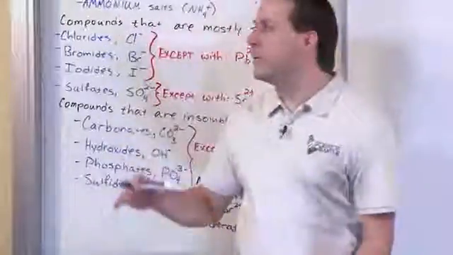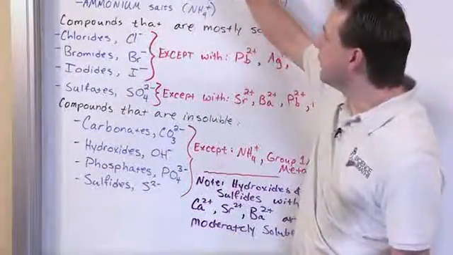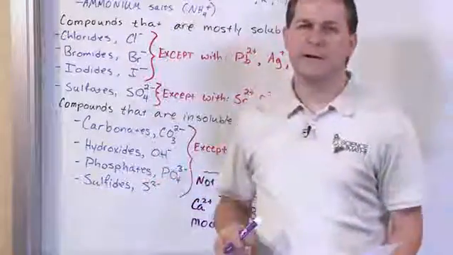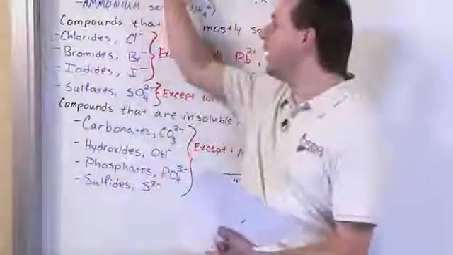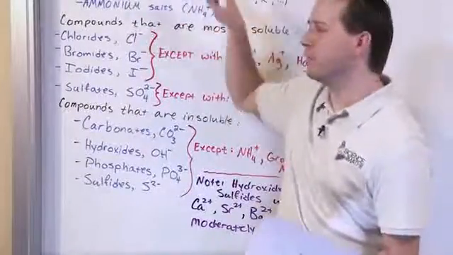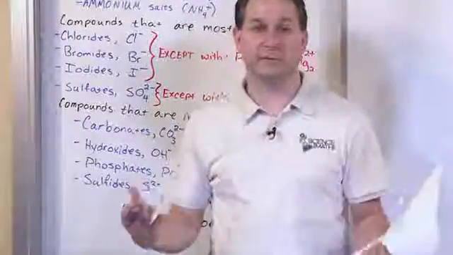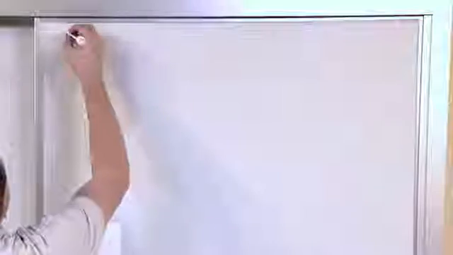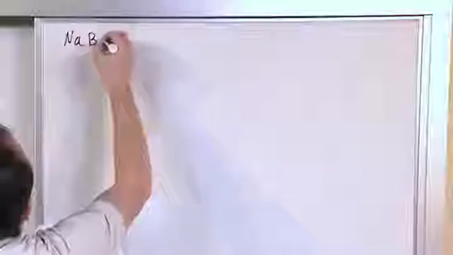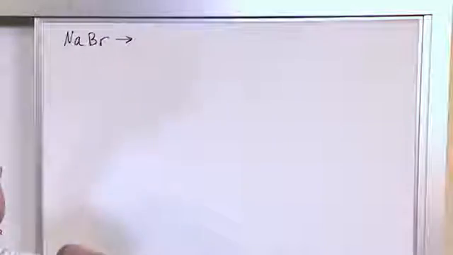Because when we get to precipitation reactions, all we're going to care about is if it dissolves or if it doesn't. So in the chart, I've broken it into really soluble, mostly soluble, and insoluble. But when someone asks you, is this soluble or not, you don't really care if it's mostly soluble or fully soluble. You just care if it's soluble at all, or if it's insoluble. So let's do one of these guys. What do you think about sodium bromide? Is it going to be soluble or not?